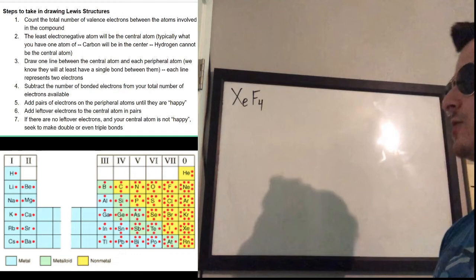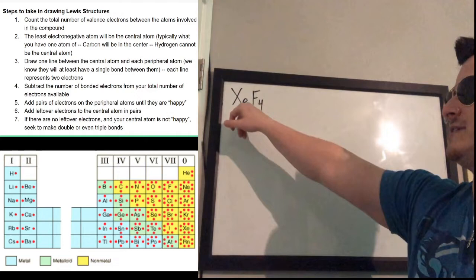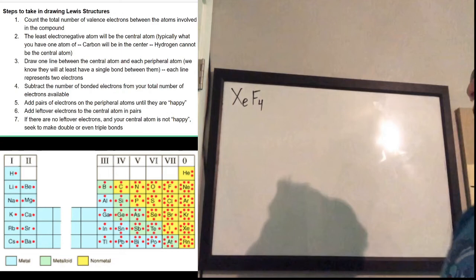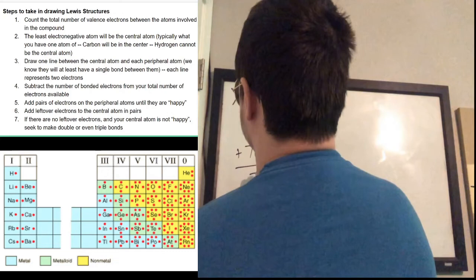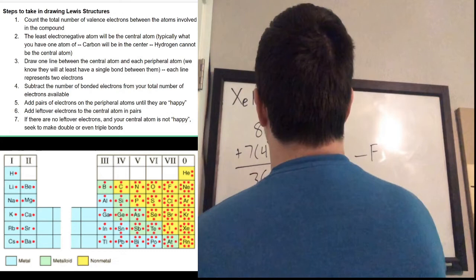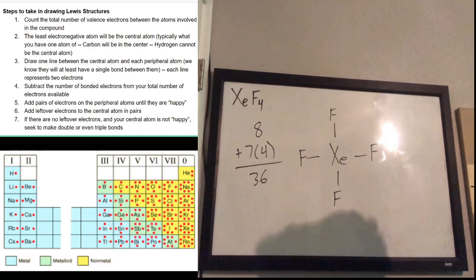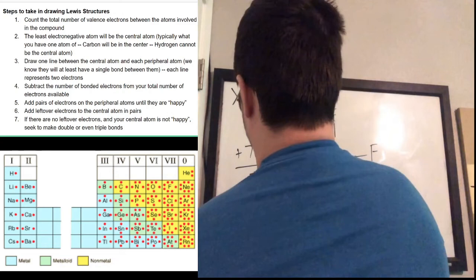But either way, we're going to follow the exact same steps. We're going to count up all of our electrons. Xenon from the noble gas family actually already has a full octet, so he's bringing 8. And 4 fluorines are halogens that each give me 7. So we've got 8 plus 28 here, so that's a total of 36 electrons. And we know that xenon's going to be in the middle. And there's at least a single bond between all of these, so we go ahead and knock that out. Like so. We drew 4 lines, therefore we used 8 electrons. So we're back to having 28 electrons.